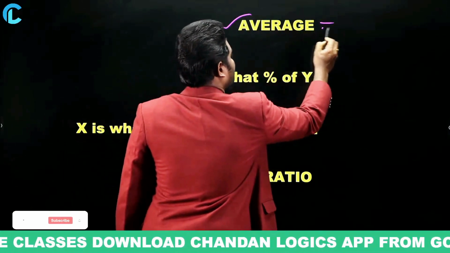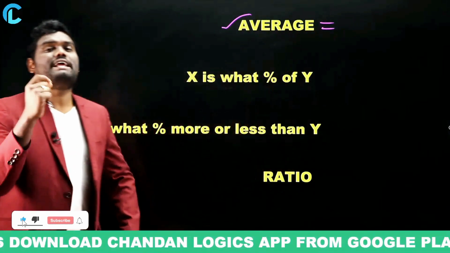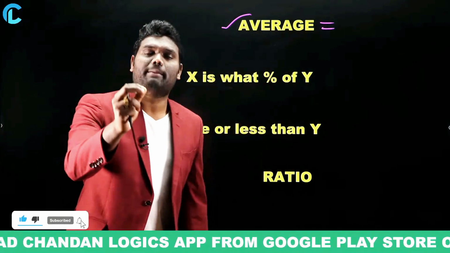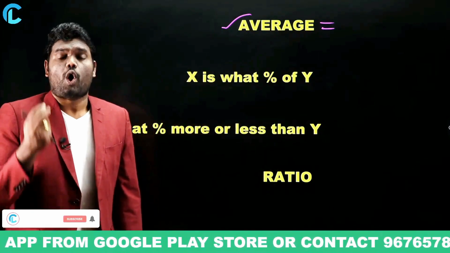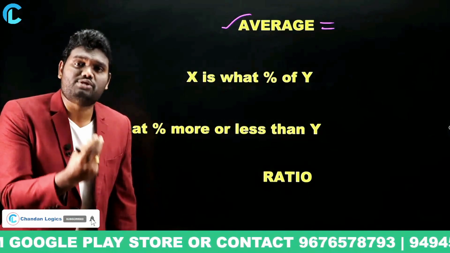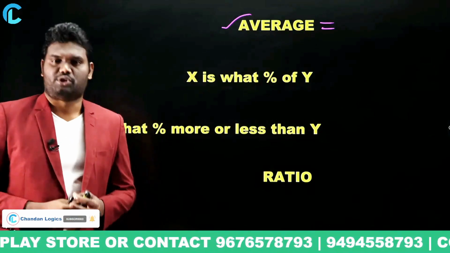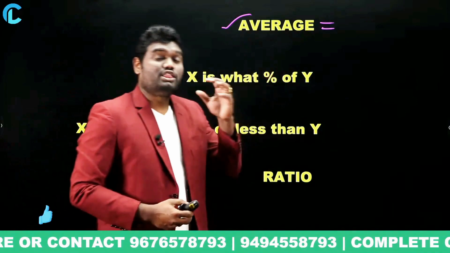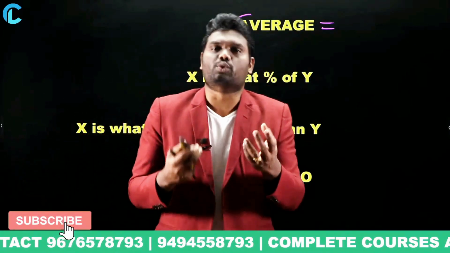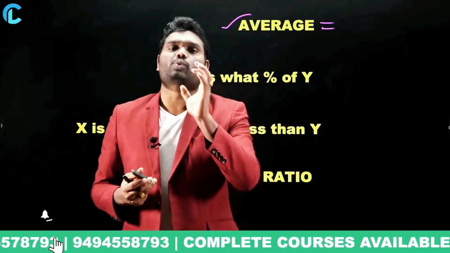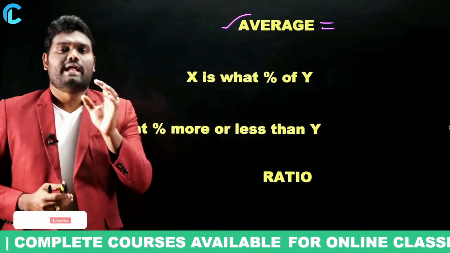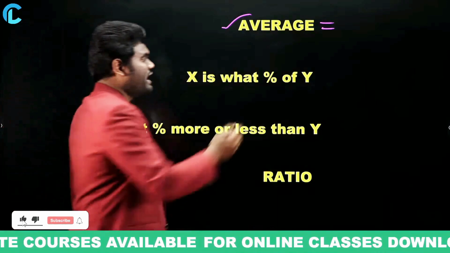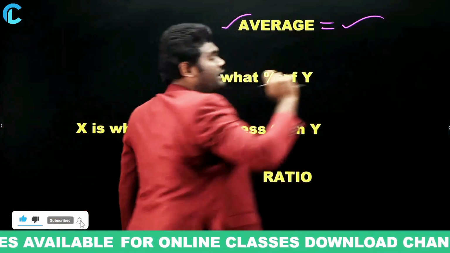We already know what is meant by average. Average is nothing but sum of numbers divided by number of numbers. Yes or no? Everyone knows that. Or we can say it as sum of observations divided by number of observations. Average in Telugu we call it sagatu. Average ante Telugulo sagatu ani pilustam. So average is sum of observations divided by number of observations. Everyone should know how to calculate average.